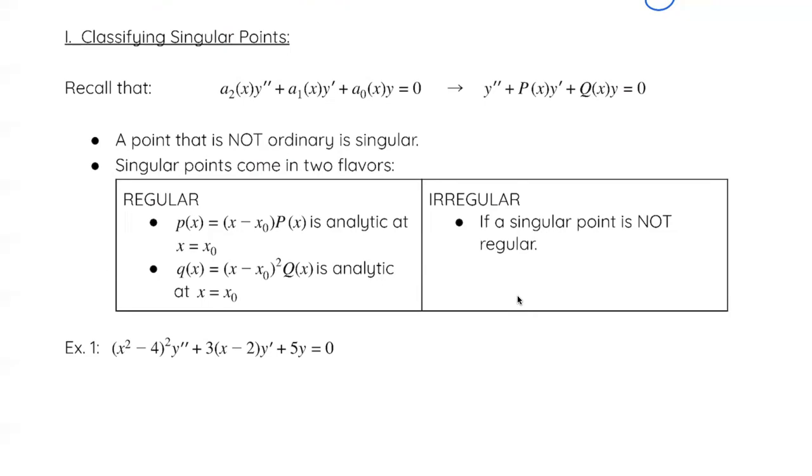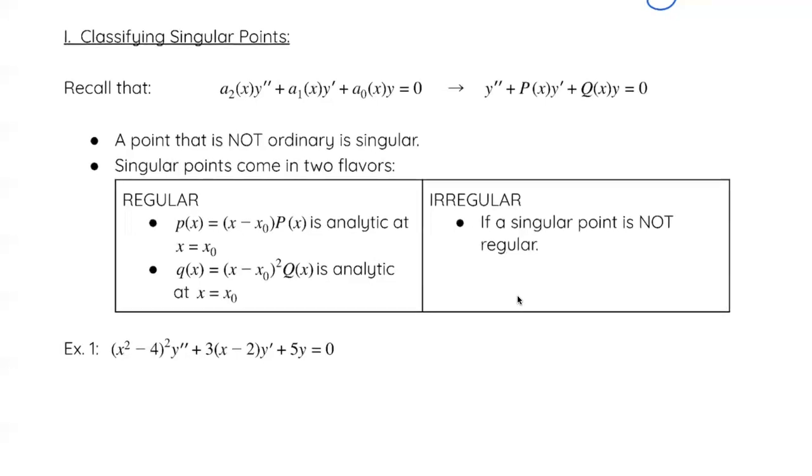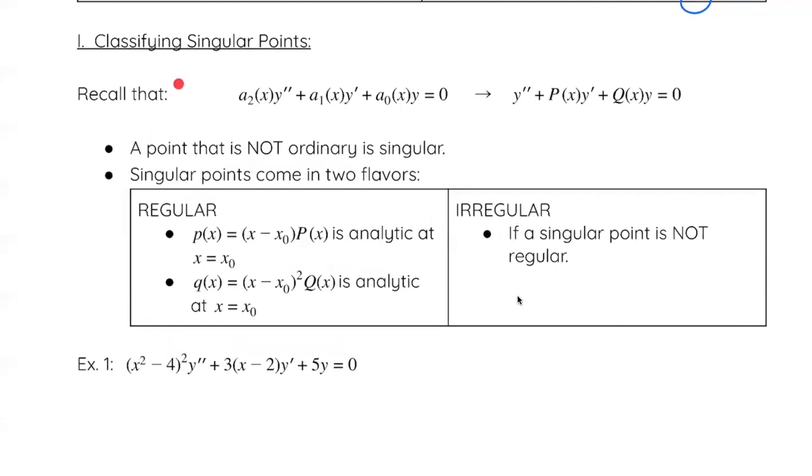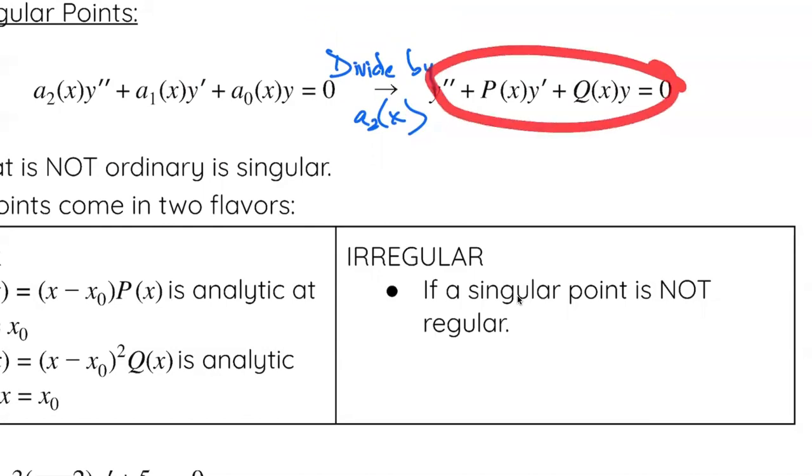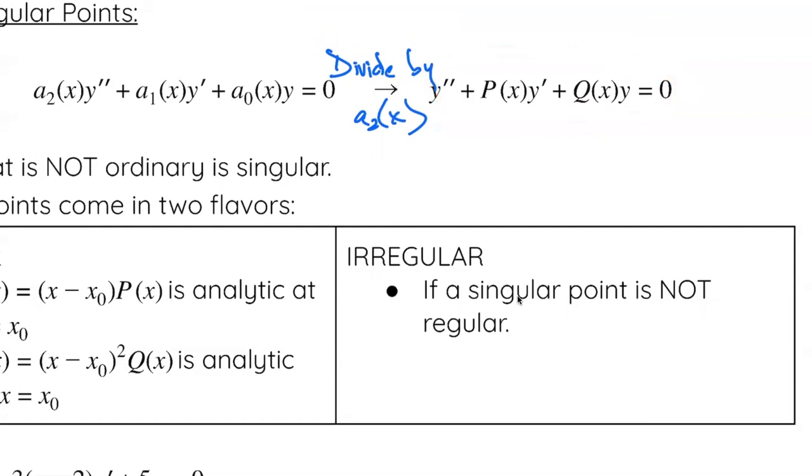All right, so we're going to begin our story with singular points in the same way that we did for ordinary points. So we're going to recall that we could have a second order linear differential equation, and it's homogeneous. And if we divide away that a sub 2 of x, we'll end up with this form that we've seen quite frequently, right? Y double prime plus p of x, y prime plus q of x, y equals 0.